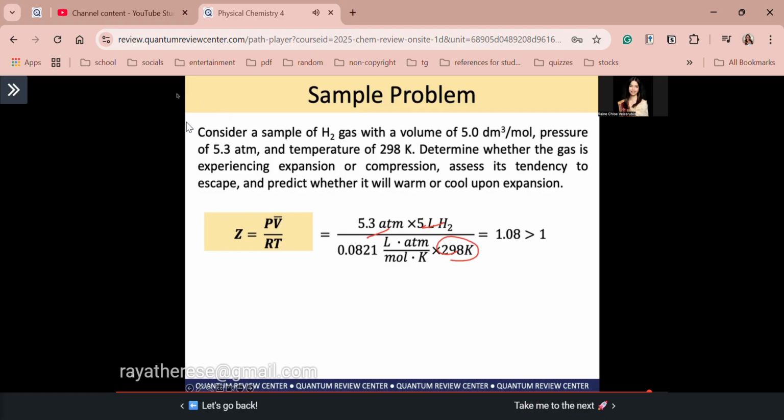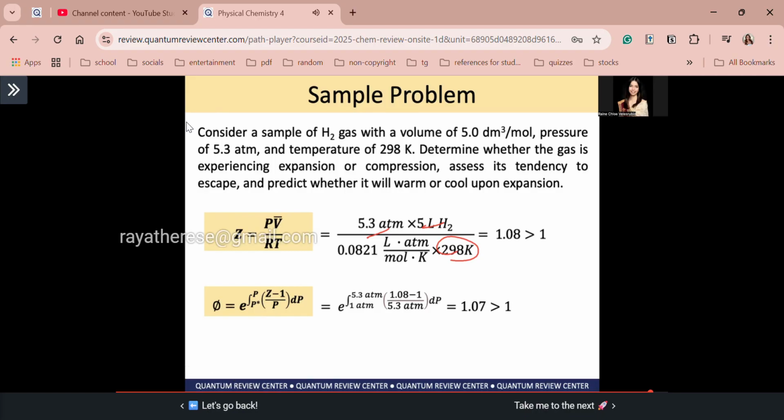Next, we go to the fugacity coefficient, which again is the tendency to escape. Let's solve. It is e to the power of the integral of (Z minus 1), which is 1.08 minus 1, divided by 5.3 atm, dP from 1 atm to 5.3 atm. The 5.3 atm is the pressure of your real gas, and 1 atm is the pressure for our ideal gas, or where Z is equal to 1. Solving, we get 1.07 as our fugacity coefficient, which is greater than 1, meaning the gas has a tendency to escape. And lastly, we have the Joule-Thomson coefficient. Since Z is greater than 1 and the fugacity coefficient is greater than 1, then μJT is less than 0. So the gas warms upon expansion. So H2 gas warms upon expansion.